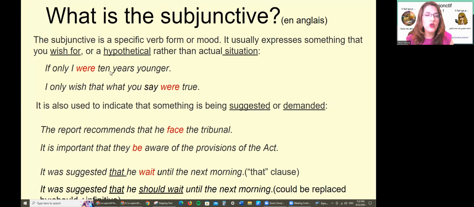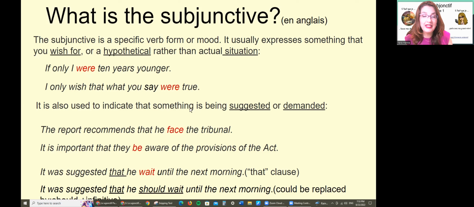It usually expresses something that you wish for or a hypothetical rather than actual situation. If only I were 10 years old. So here there's a hypothetical situation or a wish, right? I wish that what you say were true. So here we have the subjunctive. We didn't say was, so we didn't use the indicative present. We used the present of the subjunctive, were.